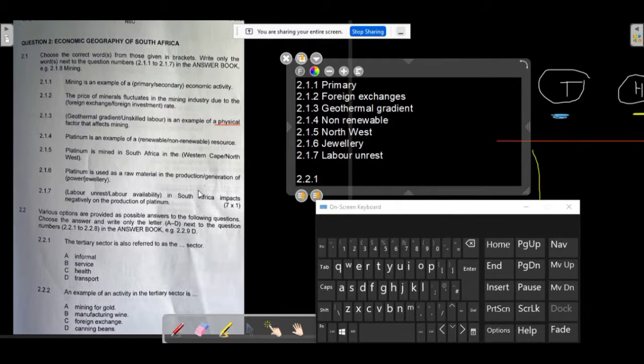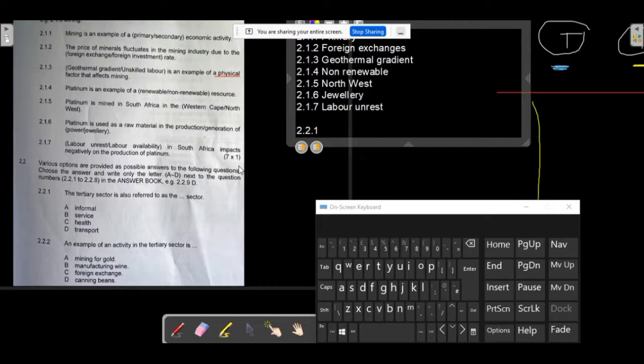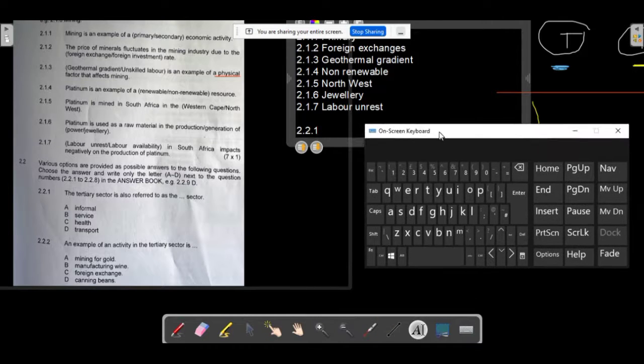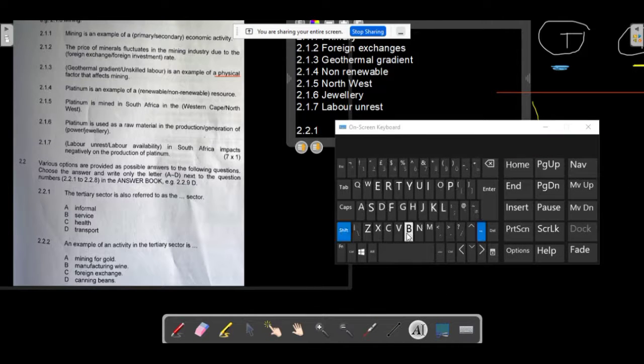Okay, so let's move on. Let's move on, guys. The tertiary sector is also referred to as the dash sector. Okay, tertiary sector. What are we doing there? We are providing services, so it's also called the service sector, guys. Okay, so that is B.